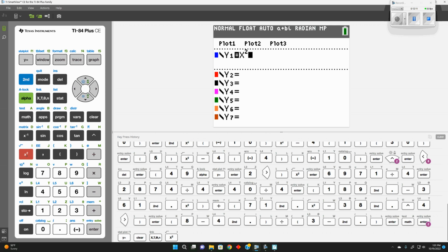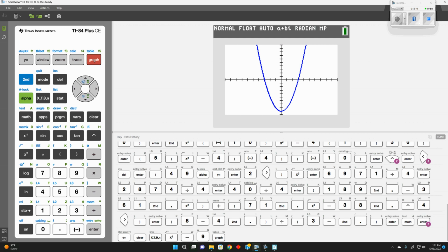X squared minus 9. Graph. Y equals x squared minus 9. And again, we're looking for where it crosses the x-axis. We're trying to see what value of x is going to make the y value be 0.